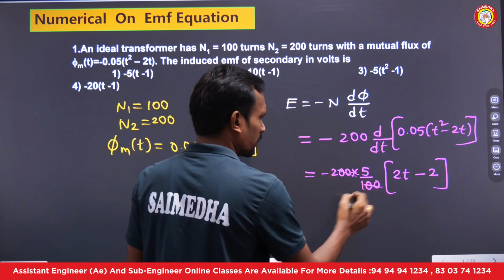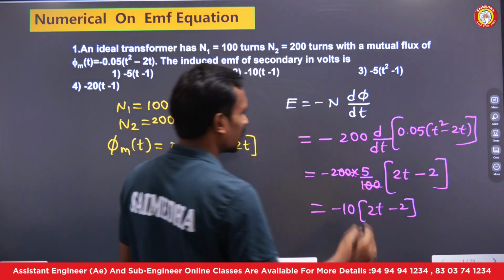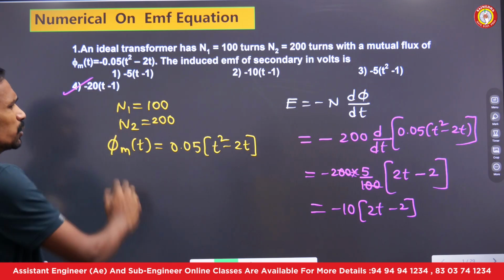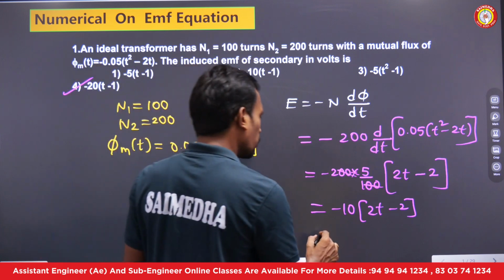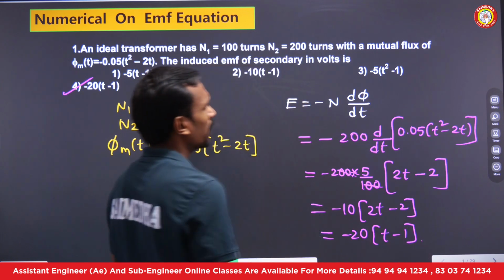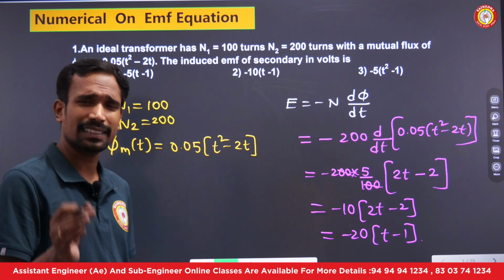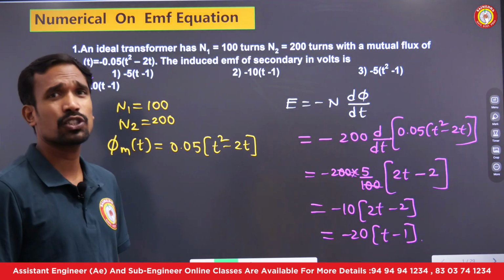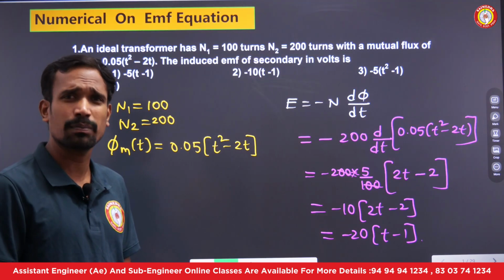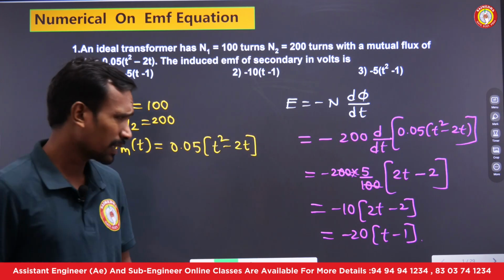So what will be the answer? Can you tell me guys? Minus 10 into 2t minus 2. Taking 2 common, it will be minus 20 into t minus 1, which will be your answer. Questions like this are asked in competitive exams like sets, E set, K set, D set and sub-engineer level examinations, and junior engineer exams like SSC JE, RRB JE. For all those examinations, these questions are important for us. Let's see the next question.